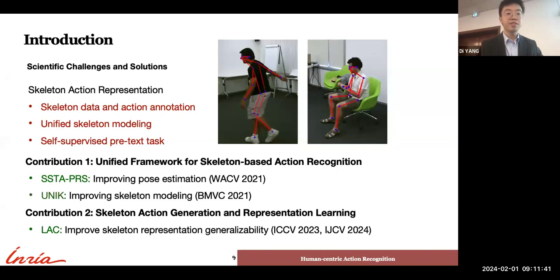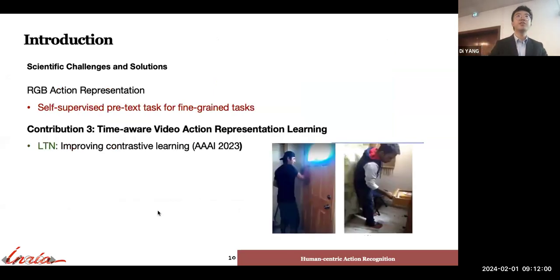And we also propose a unified skeleton modeling to process skeleton data for action recognition. And for contribution two, this work is to improve skeleton representation generalizability using generated data. And in parallel, we also explore how to get effective representation for RGB videos. And for RGB videos, we mainly focus on the third issue, self-supervised pre-training tasks for more fine-grained downstream tasks.